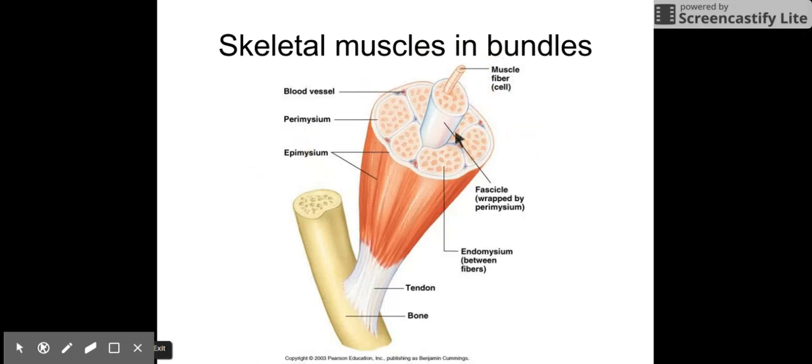So make sure that when you are looking at muscle structure, that you understand that you start out with muscles, and they are just a whole bunch of fascicles bundled together, and a fascicle is a whole bunch of muscle fibers bundled together. Make sure you know that order of how a muscle is arranged through its anatomy. That will be on your test.